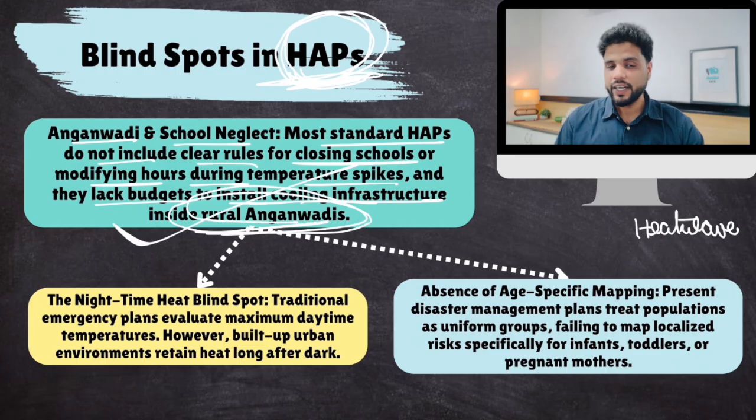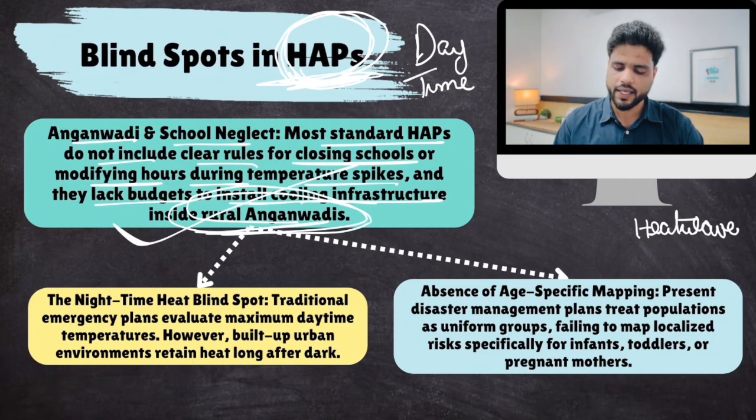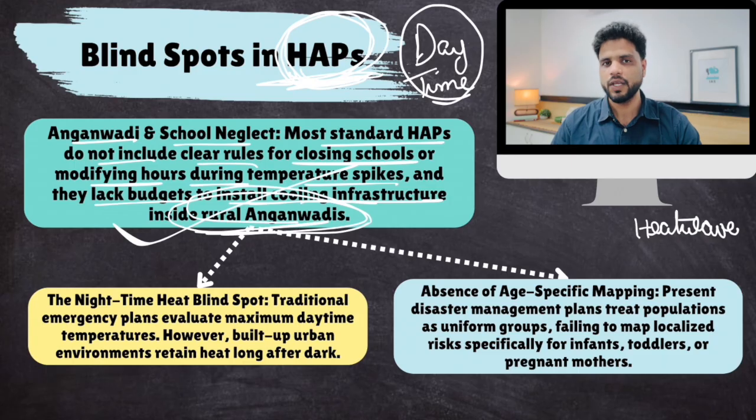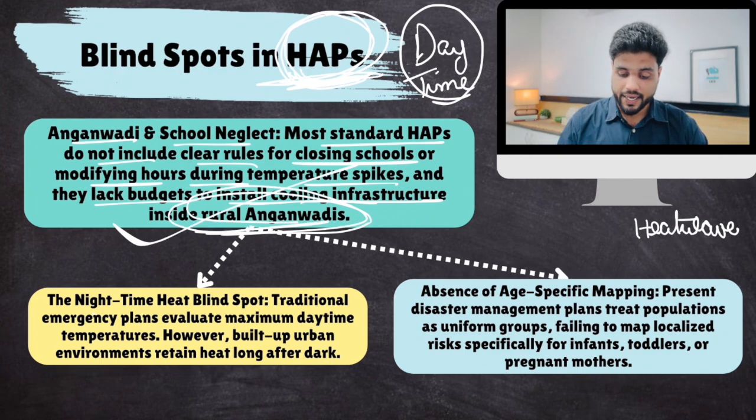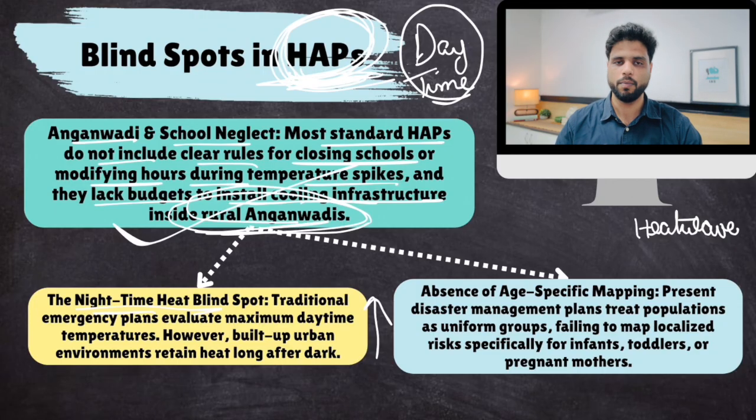Then, generally, these heat wave action plans, their focus is mostly helping people during daytime, because it is during daytime that heat wave conditions generally occur. During nighttime, everyone expects the temperatures to come down. But these days in India, even nighttime temperatures are pretty high. And our heat wave action plans are not catering to this nighttime heat problem.